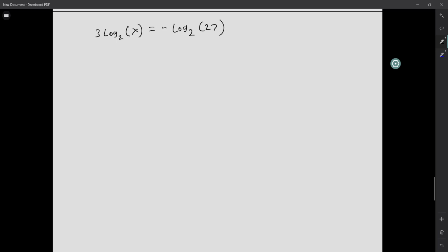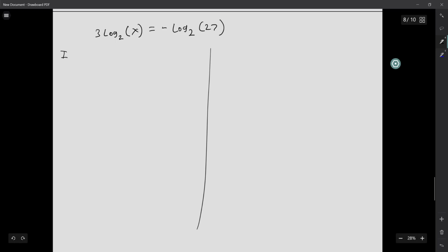So there are two things I could do. Since I have the same base on both sides, I could put all the logarithms on one side and try to combine them. Or I could exponentiate both sides. Let's try to do both.